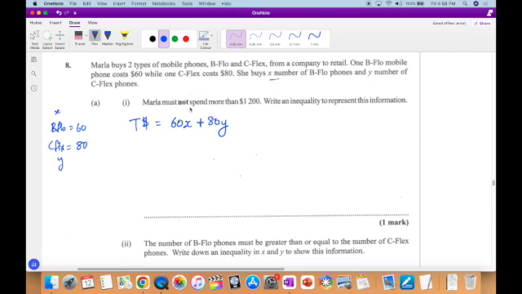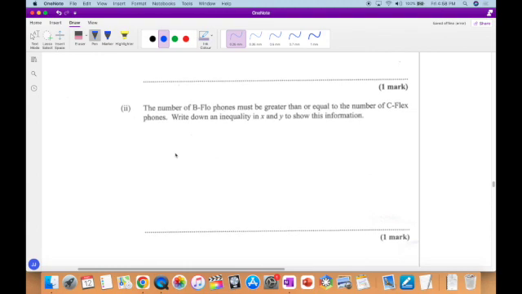And so Maria must not spend more than $1,200. So that means that this cannot be greater than 1200. So this has to be less than or equal to $1,200. Right, an inequality for this information. That's it. The number of B-Flow phones, which is X, must be greater than or equal to the number of C-Flex phones, Y. That is it.